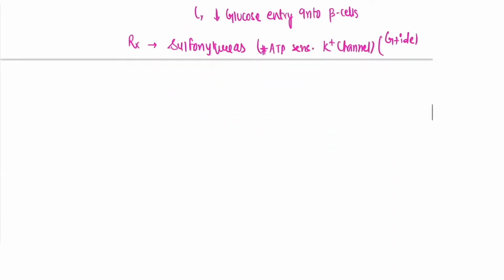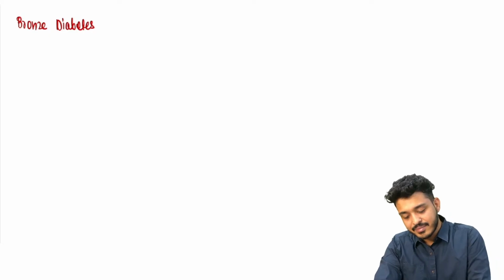Next thing we are having is what? Bronze diabetes. Next thing we are having is bronze diabetes, right? What is going to happen in bronze diabetes? Let's try to understand this. In bronze diabetes, we are having what?